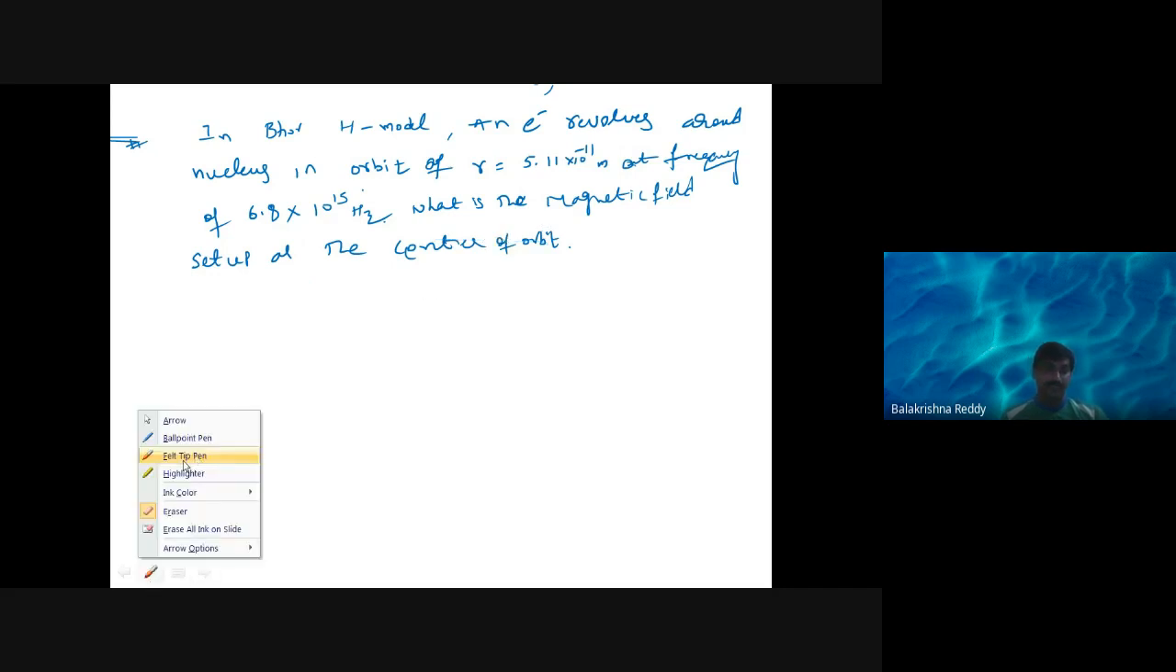So the question is, what is the magnetic field at the center of the orbit, right? So what are all you are having here? Electrons revolving, then radius you are having, and frequency has been given. How is it related to the magnetic field? That is the most important thing you must know here.